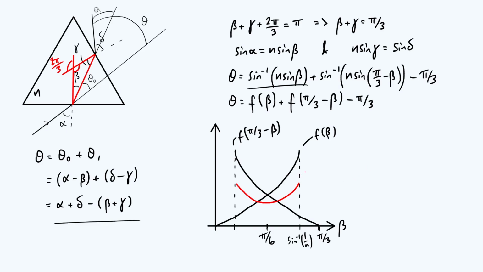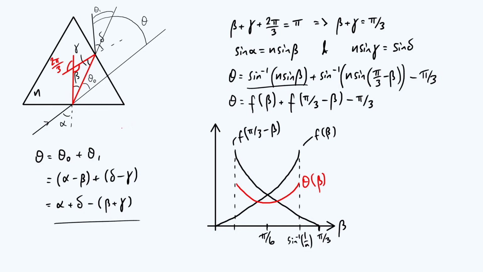So what that means is this function that I've sketched as a red line is the overall deflection, theta, as a function of beta, which, remember, was not the incident angle, but the first angle of refraction in that prism.